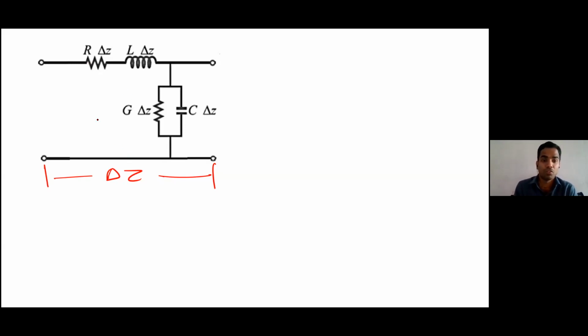So we have picked the subsection delta Z. This is the model we have assumed. Now we can apply our circuit analysis. Suppose I give a voltage V of Z here, and because this is delta Z length, our voltage here will be V of Z plus delta Z.